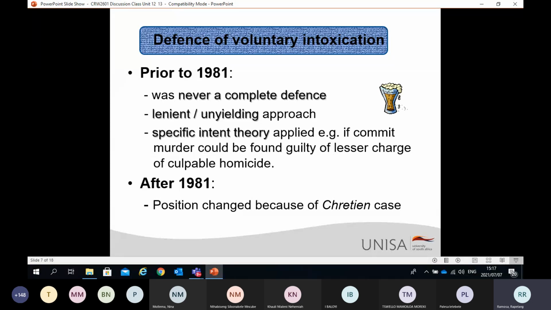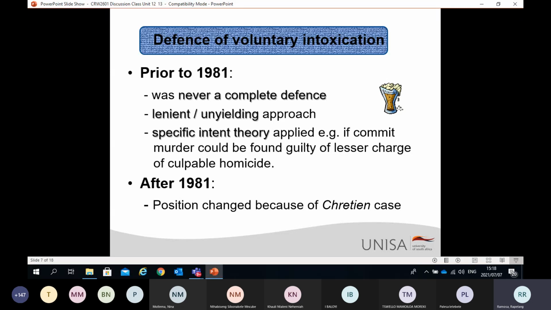Now, to give you a brief example of that policy, let me just read an expression that comes from one of those cases, just to make it clear for you to just understand this concept of an unyielding approach. In the case of Borg, for example, it was said that, is it true that absolute drunkenness is equivalent to insanity?